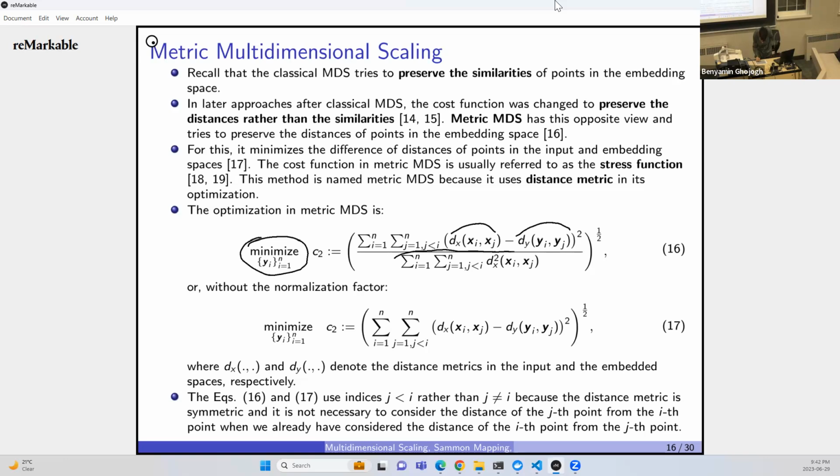And this is a normalization factor, right? I can also drop the normalization factor. It doesn't matter for equation 17. Why am I having this? I don't want to go over all of the pairs because it's a symmetric thing. Distance of A from B is equal to distance of B from A. So only half of the triangle of the matrix is enough for me.